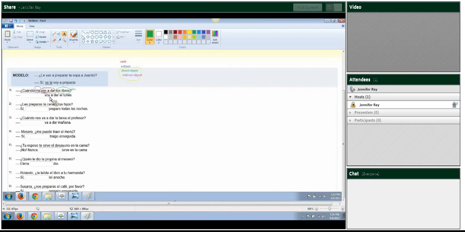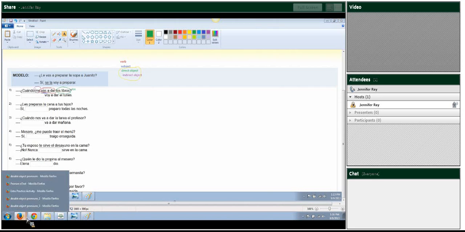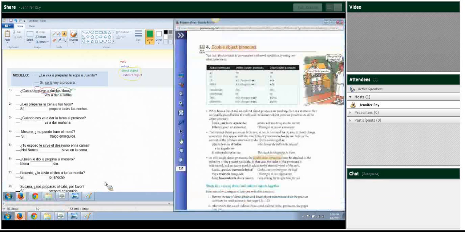Okay. And then it's saying, so when are you going to give me the books? And then you change it to I am going to give them to you. So if your question has me, it's got to change to you, and you would be, if you look out here, te.